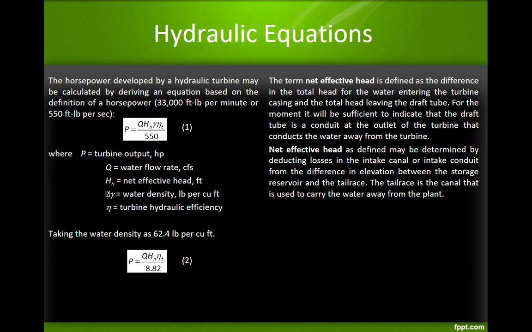So P is equal to Q H sub N gamma N sub T over 550. P is the turbine output. Q is the water flow rate. H sub N is the net effective head. Gamma is the water density. N is the turbine hydraulic efficiency.